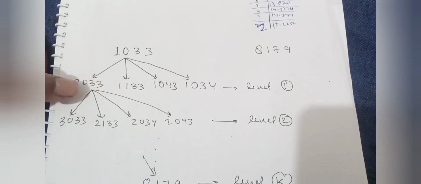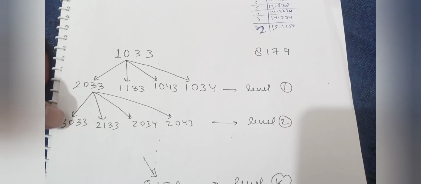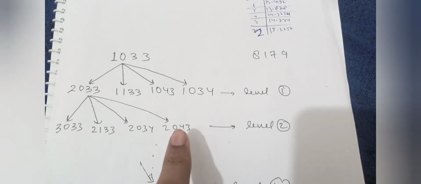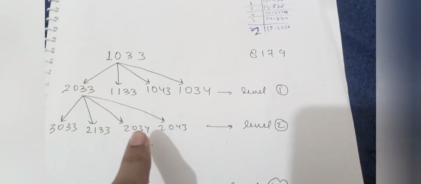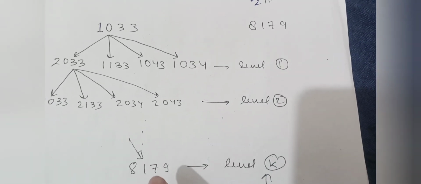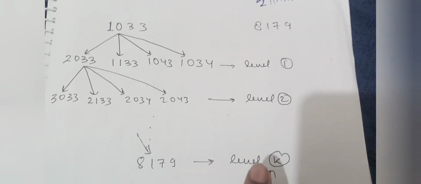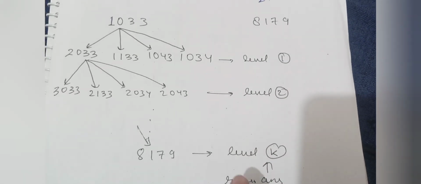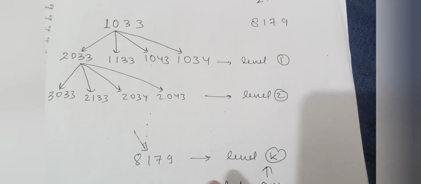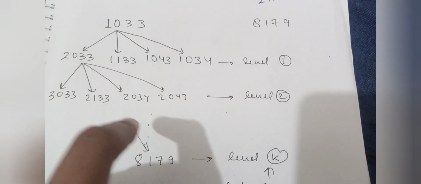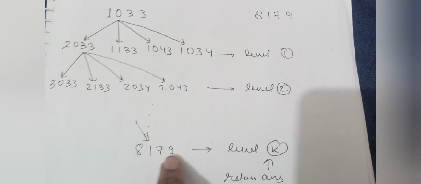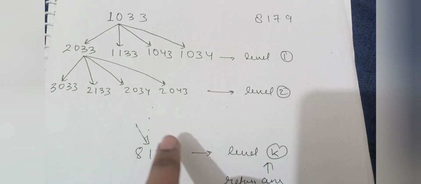Similarly for the next step, we can change this 2 to 3, we can change this 0 to 1, we can change this 3 to 4, or we can change this last 3 to 4. So it will give us level 2. And suppose somehow we reach this 8179, and this is level k. Then what will be our answer? Our answer will be level k, that is the steps required to reach here, and we have to return the minimum number of levels to reach here. So we can try all the possibilities from there, and finally if we reach 8179, then that level will be the answer to our problem.